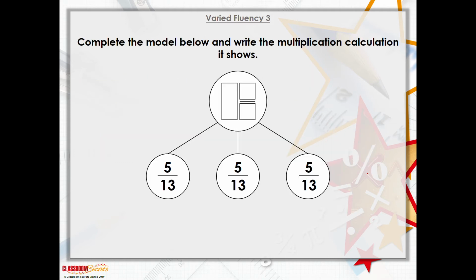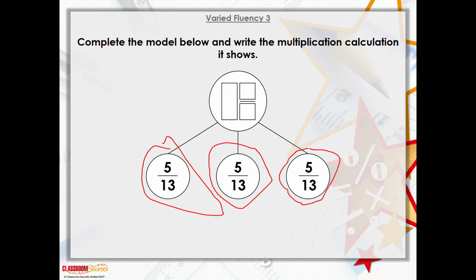Right, here we go. It says here, complete the bar model below and write the multiplication calculation it shows. So again, it's a nice easy one. You're used to bar models. You've seen bar models. I've got one lot of 5/13, just there. Look at my fantastic circle. I'm very proud of myself on that one. I've got my second lot of 5/13, and I've got my third lot of 5/13.